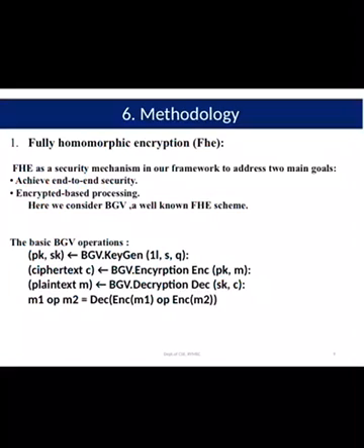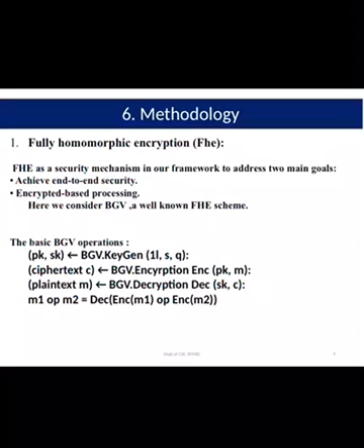So we use FHE as a security mechanism in our framework to address two main goals. Firstly, to achieve end-to-end security, which ensures the privacy of patient data while it is stored in the public cloud storage. Secondly, to provide encrypted-based processing, which is the monitoring and predictive mathematical computation that is entirely performed while the patient data is encrypted. Here we consider BGV, a well-known FHE scheme, and it is classified as an asymmetric encryption, the security of which is linked to the difficulty of the ring learning with errors problem.